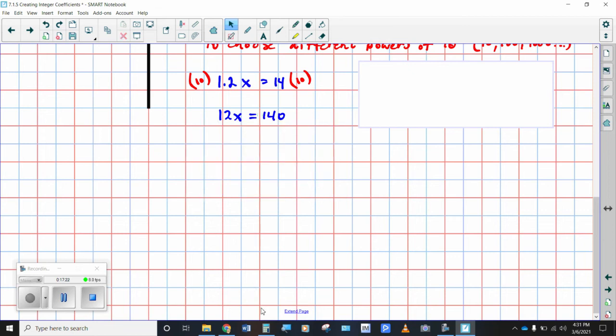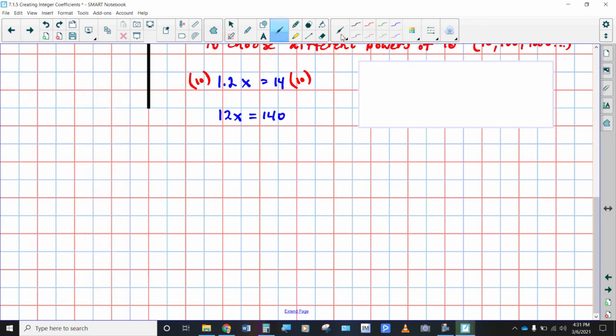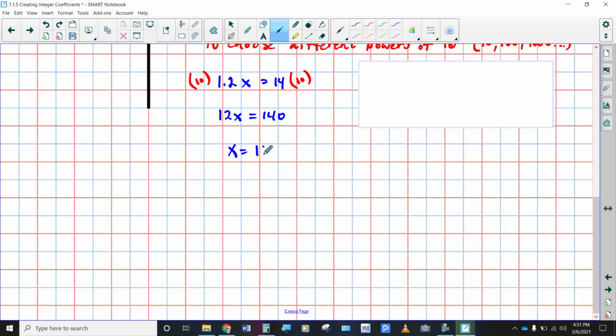And I never really did solve the problem, so I'll do it right now. Take my calculator, and you can take 140 divided by 12, and you get 11.6 repeated. So in this case, your answer is going to be x equals 11.6 repeated, or 11 2/3. That would be the same thing as that number.